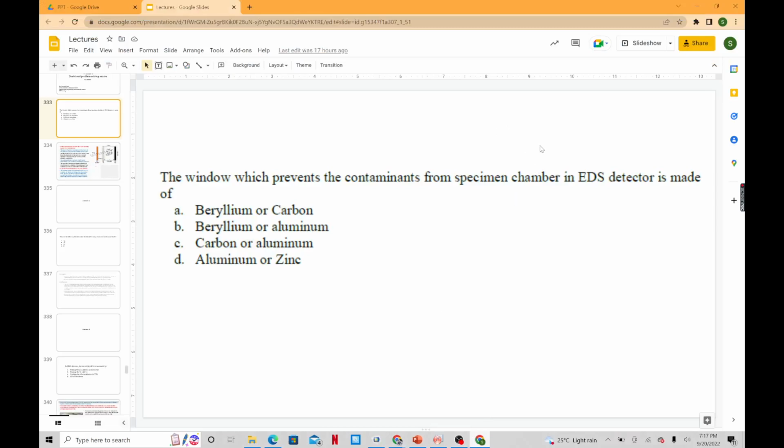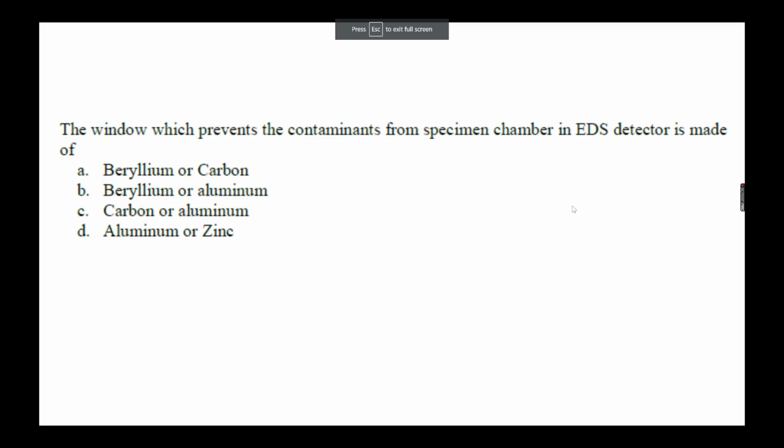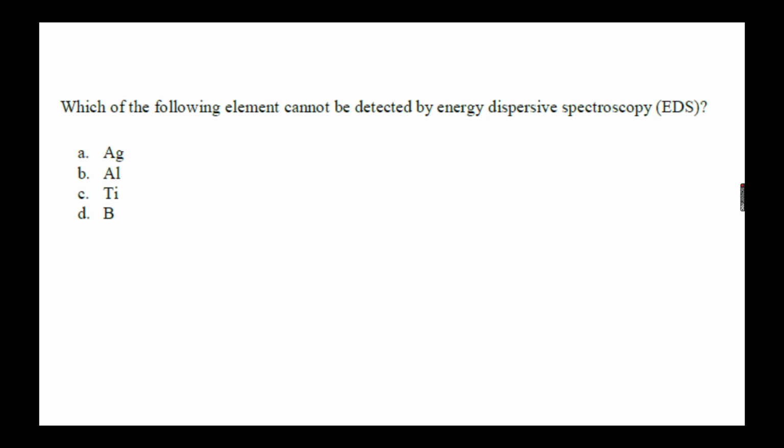Okay, so the right answer will be beryllium or carbon, because it has a low atomic number. So which of the following elements cannot be detected by EDS? This is very simple. If you have gone through the EDS analysis of your sample, then you probably know it has some limitations, and you might be able to answer this question. So can you give your answer for this?